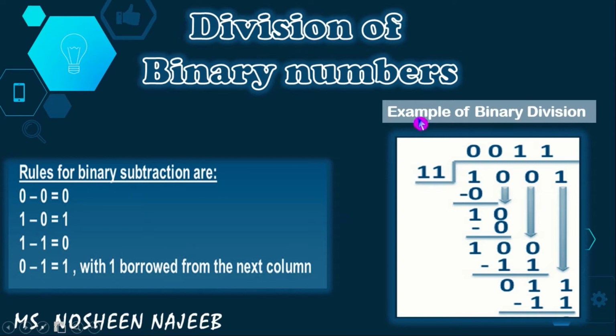So here we have the example of binary division. As you can see here, we have a single digit example, and you know very well we can solve division with two methods: the simple mathematic method, and the second one is the digit by digit method.